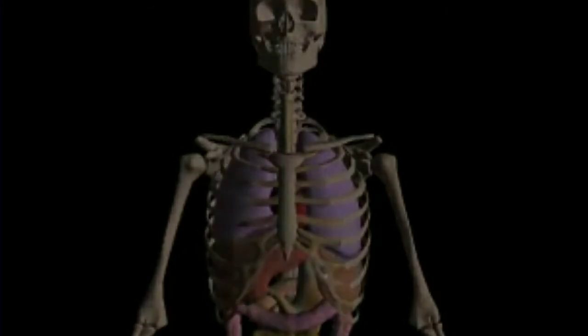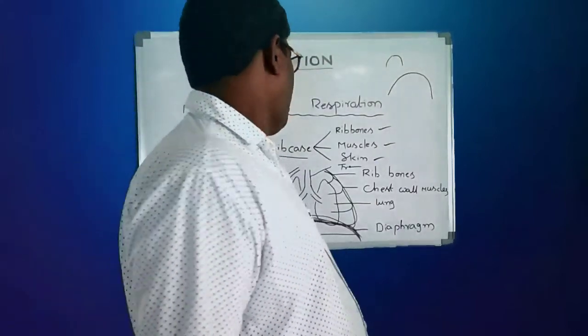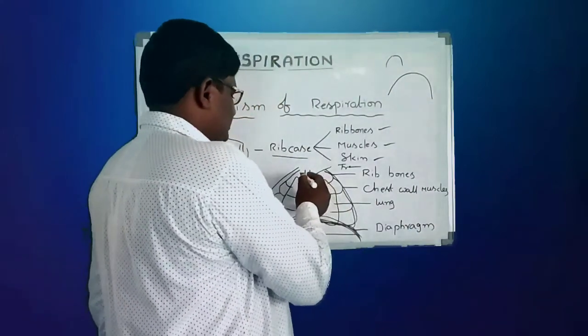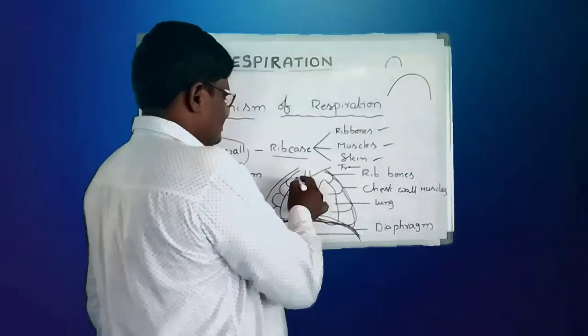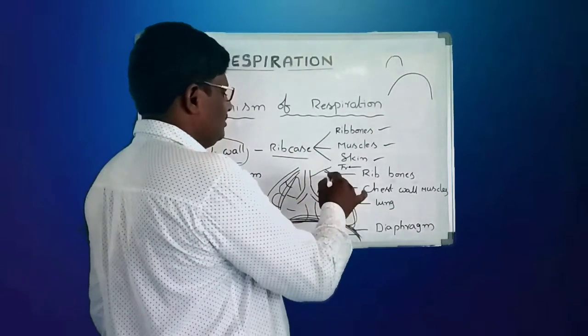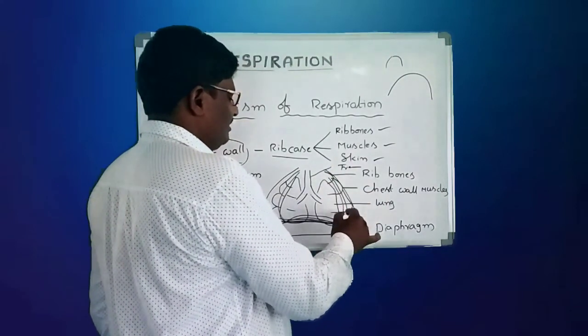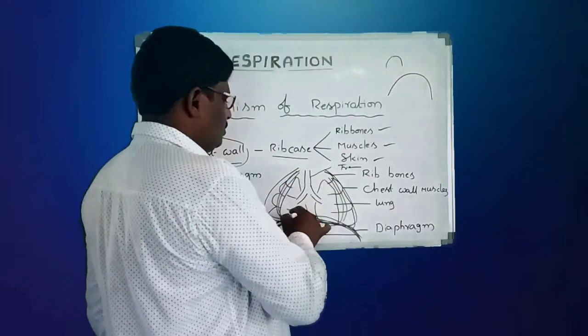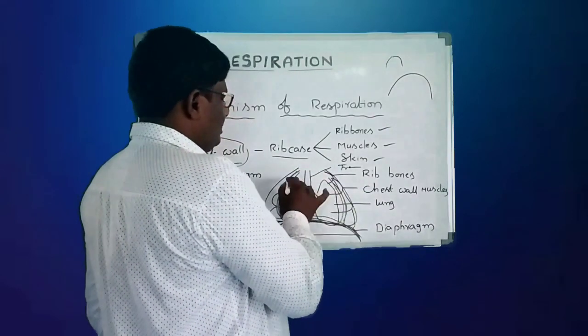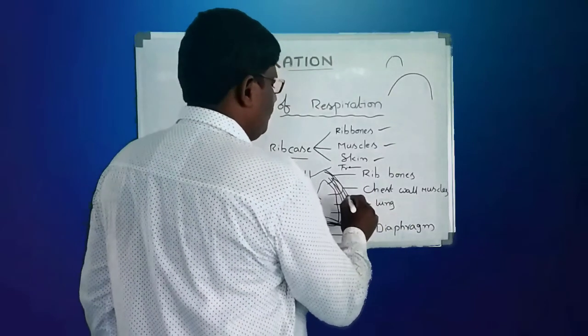Here, around the lungs, there are two membranes. Around the lungs, two membranes are there. These two membranes are called pleura. What is that? Pleura.